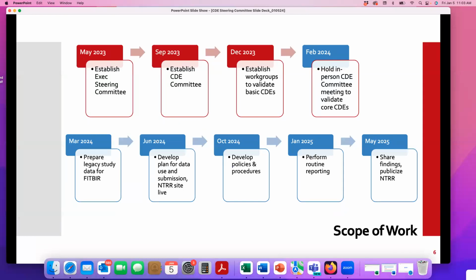This is a high-level overview of the scope of work, and you can see we've coded it. Red has actually been completed, blue is yet to occur. So we're at having established work groups and to validate the basic CDEs. We have the in-person meeting scheduled in February, but it hasn't occurred, so I left it blue. And then the rest of the items that are going to occur through the scope of work are there. This high level does not present the meat of what the work groups are going to be doing, or even the CDE steering committee. That level of detail isn't here.